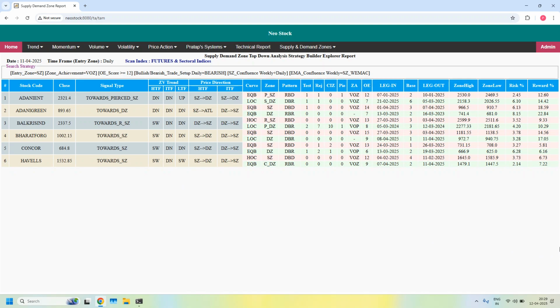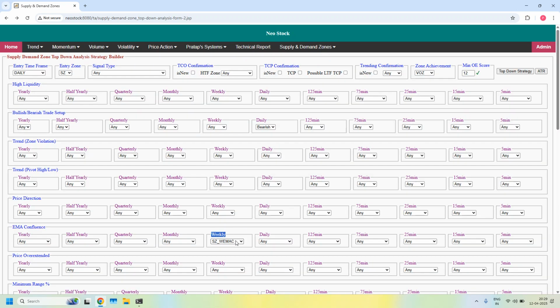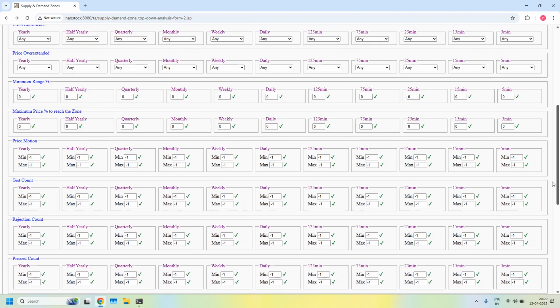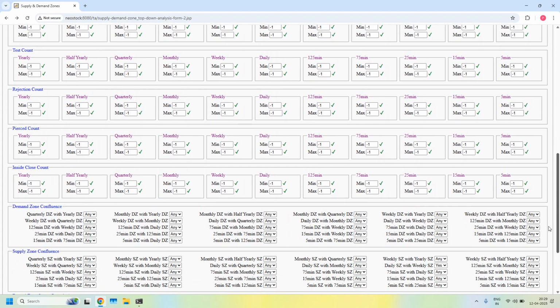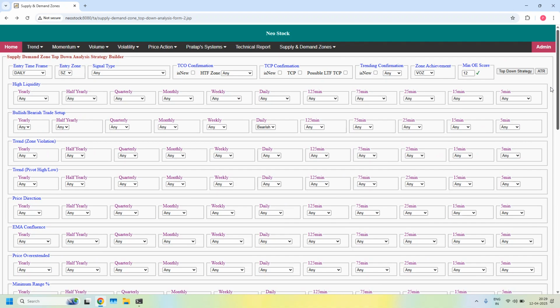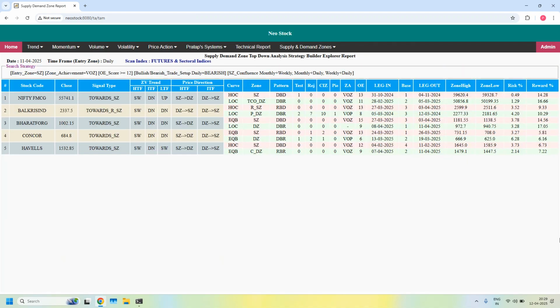Okay, next we will filter based on LTF, ITF and even HTF supply zone confluence supported stocks, that is daily, weekly and monthly supply zone confluence. So I'm going back, removing this EMA filter because it is ITF specific, and in the supply zone confluence now I have to set 3 filters. First filter is already enabled, daily with weekly. Next, daily with monthly supply zone confluence and weekly supply zone with monthly supply zone confluence. With all the 3 filters, we got 5 stocks.